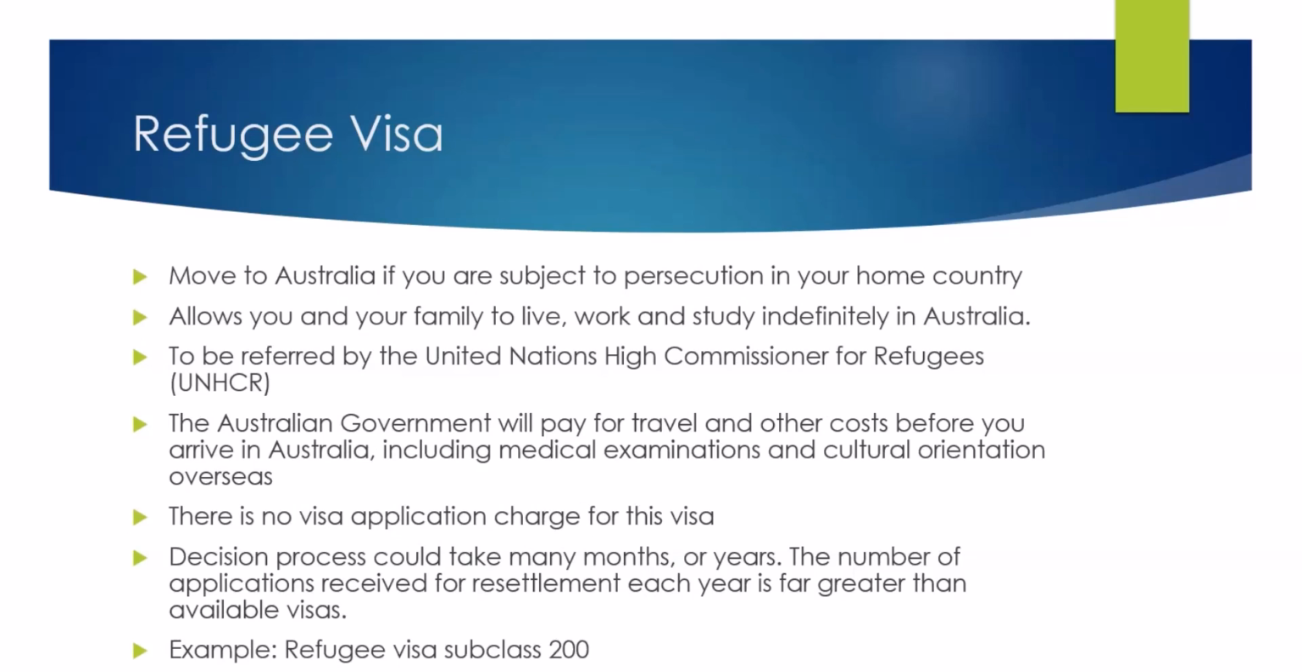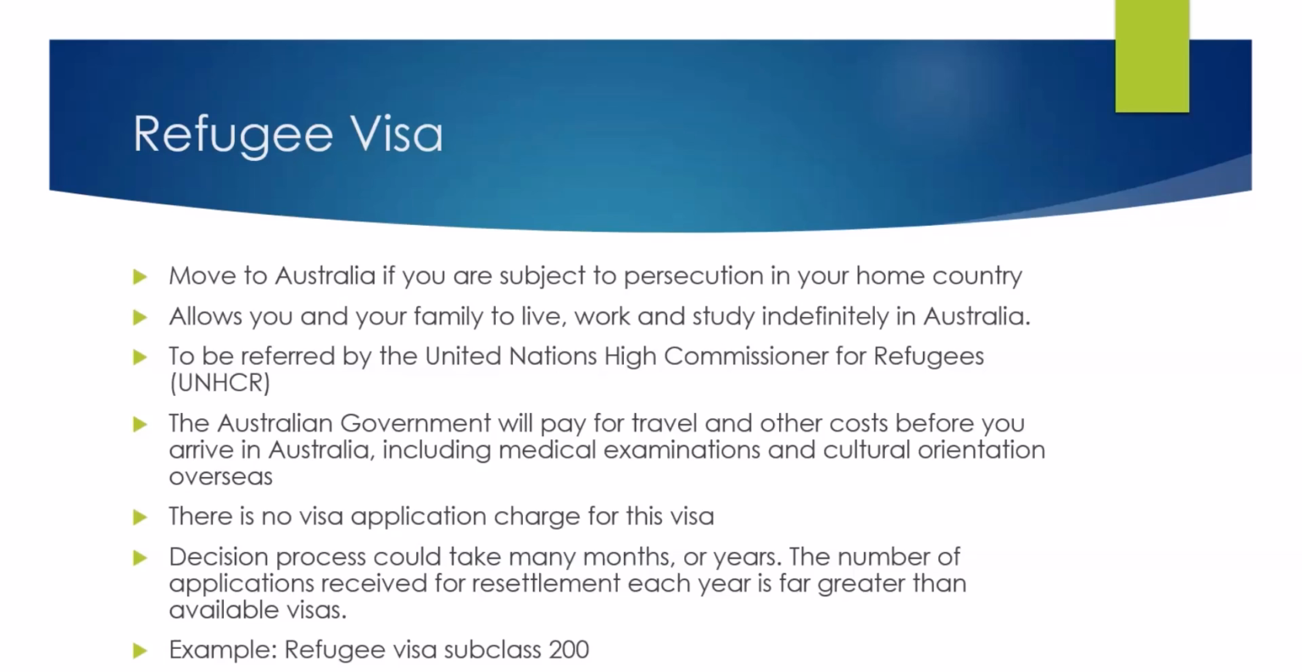Another one is a refugee visa. You can move to Australia if you are subject to persecution in your home country. It allows you and your family to live, work, and study indefinitely in Australia. However, you need to be referred by the United Nations High Commissioner for Refugees, UNHCR.